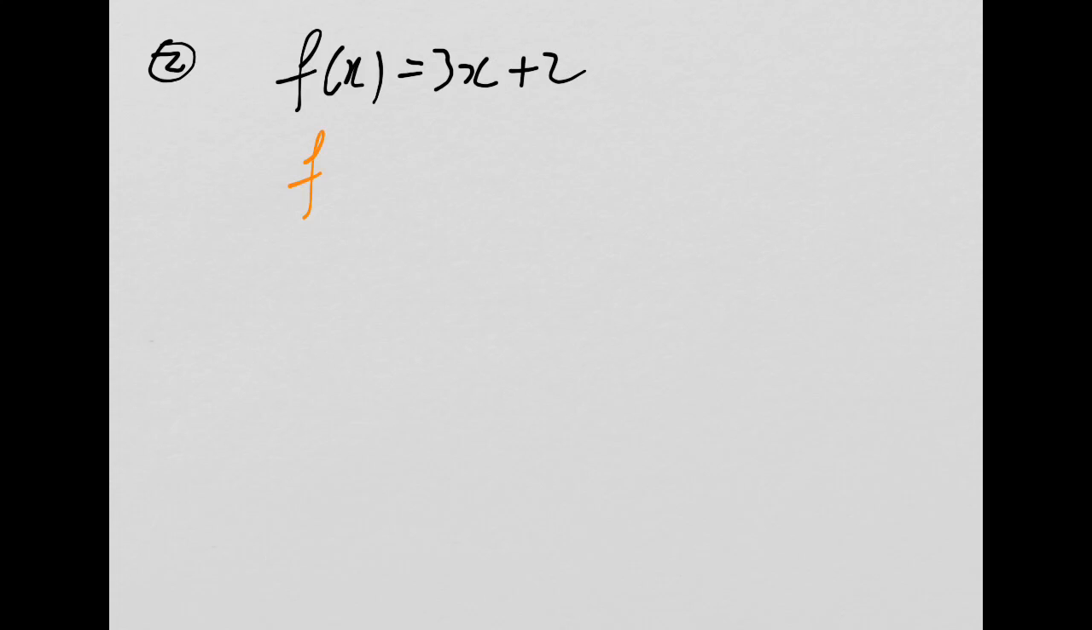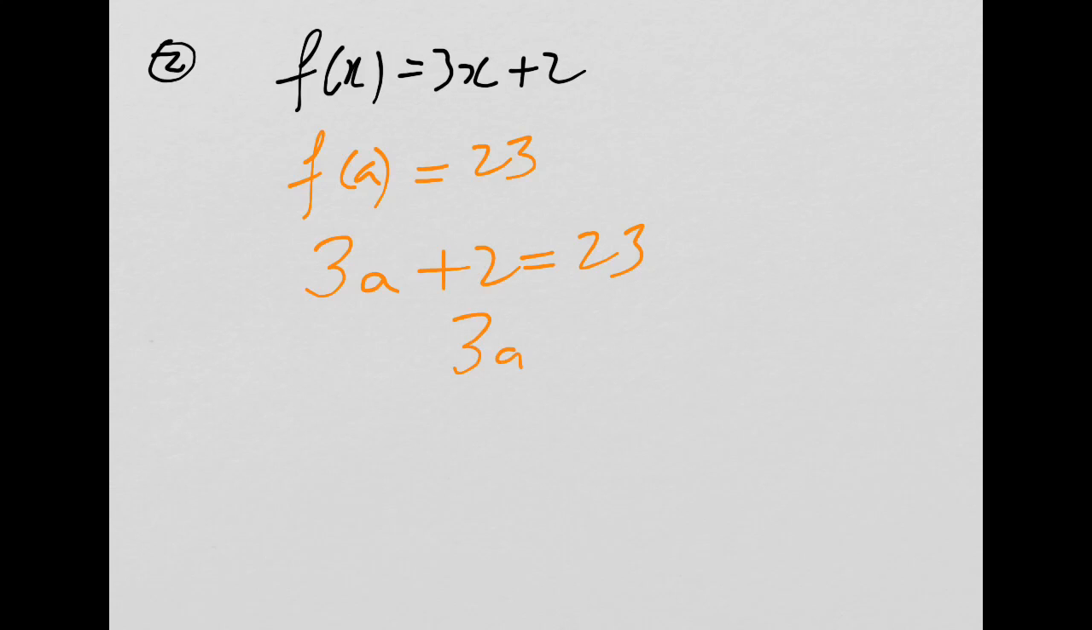Question 2. We have a function f of x equals 3x add 2. We've got to work out when the function is equal to 23. So putting a instead of x gives us 3a plus 2 is 23. 3a is 21, so a must be 7.